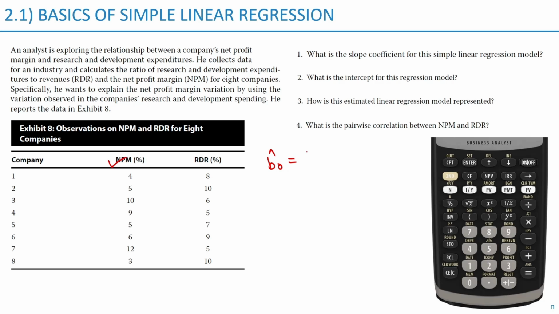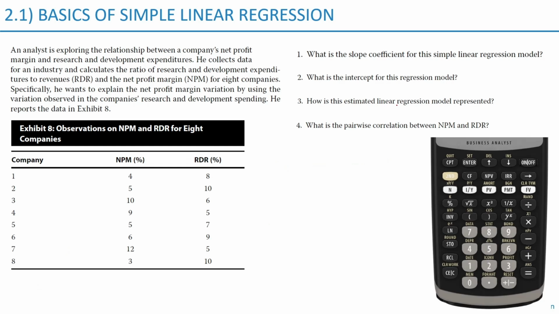So using the statistic function, press the down arrow key until you find y bar. So the y bar is 6.75 plus the slope coefficient multiplied by the average of the independent variable. So the independent variable's average is represented by x bar, which is 7.5. So the intercept comes out to be 16.5.